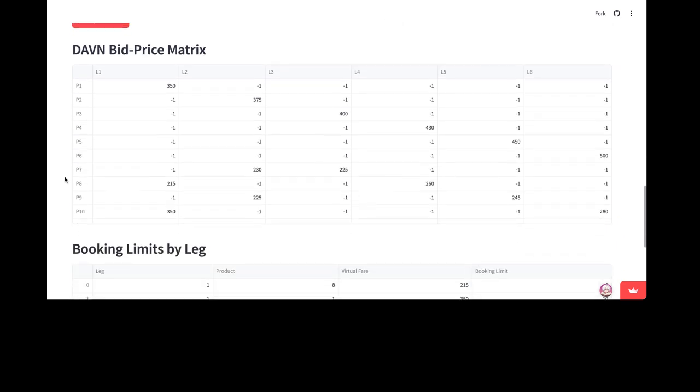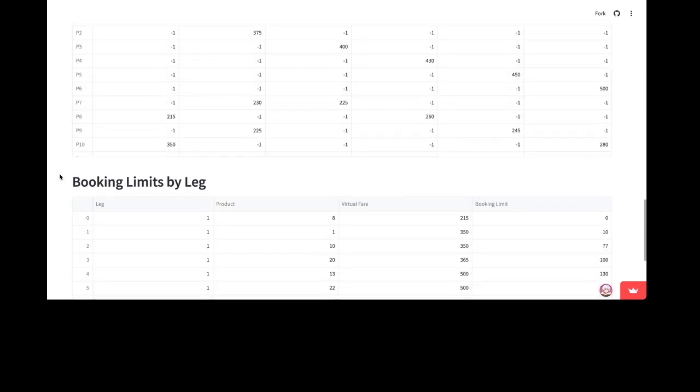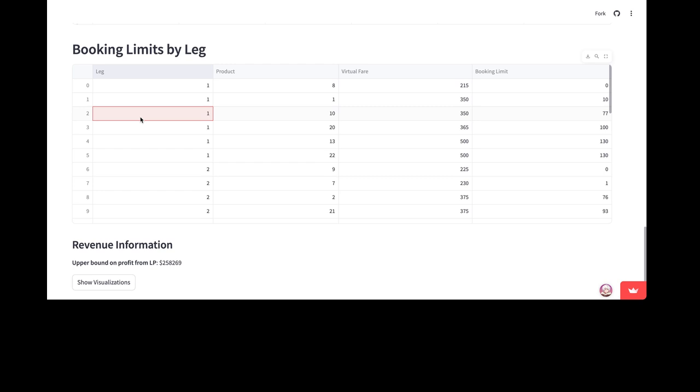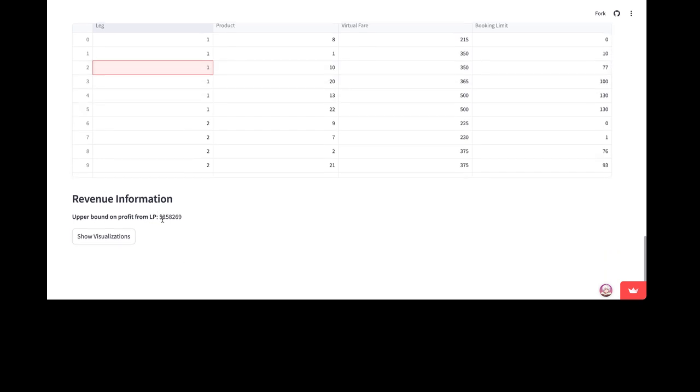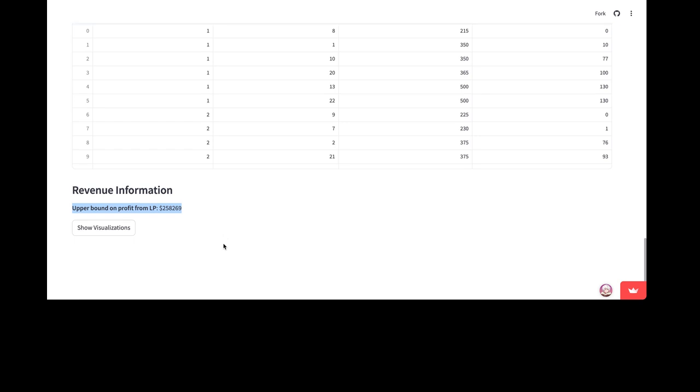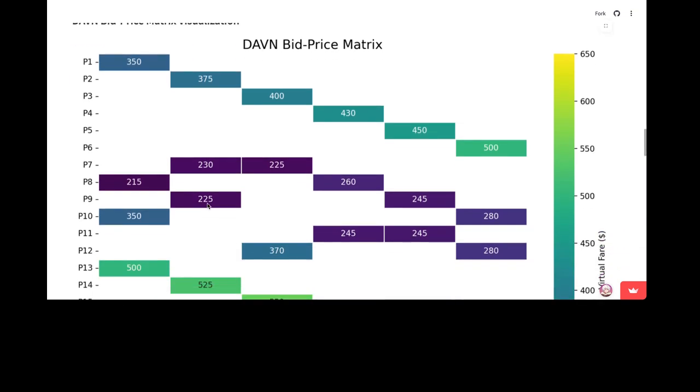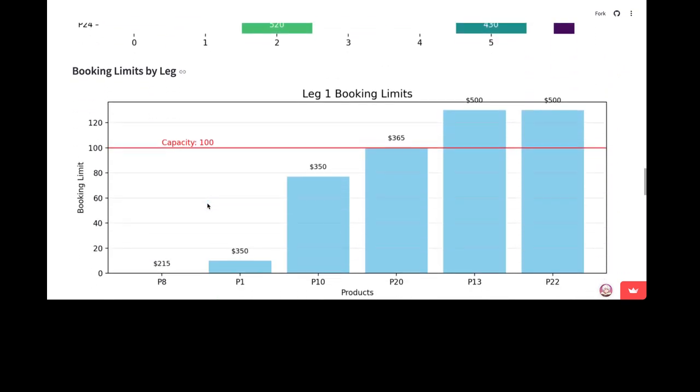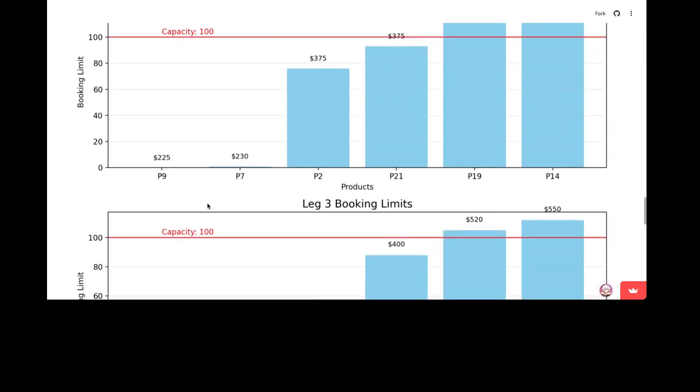And if we click the run button, we get to see the results of the flight plan and booking limits assigned to each leg itinerary. The revenue information, $258,269, shows the maximum upper bound on profit for the model described here. There are various other diagrams that help us visualize other aspects of the solve.